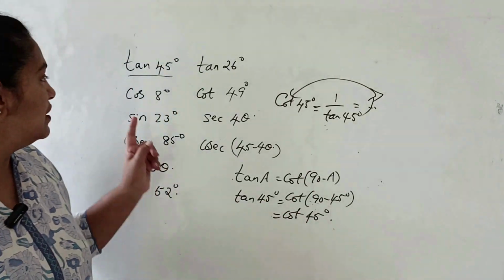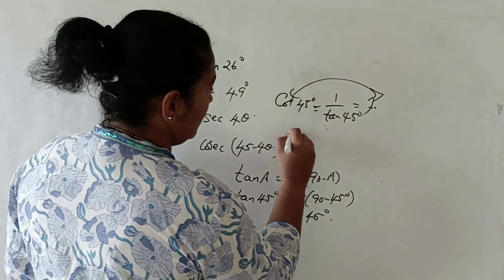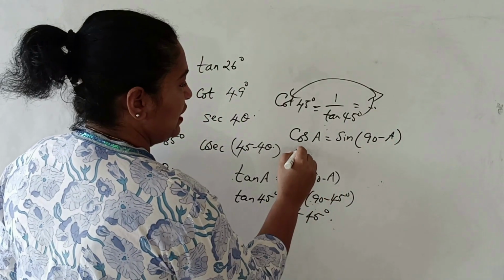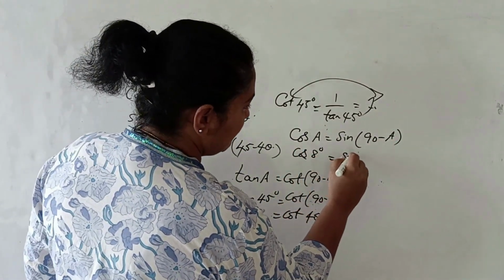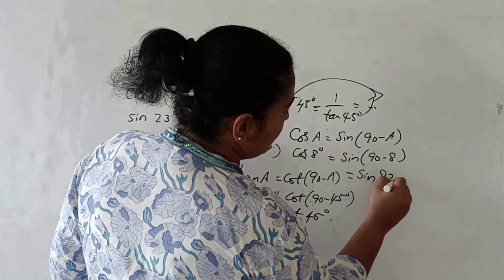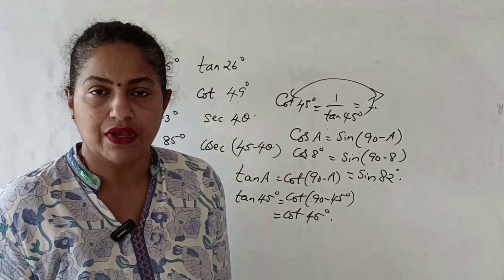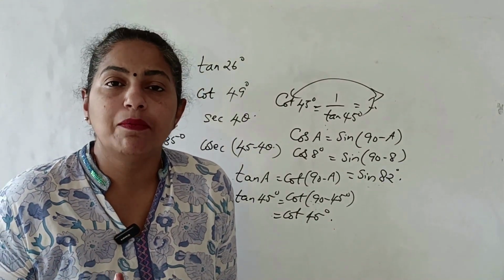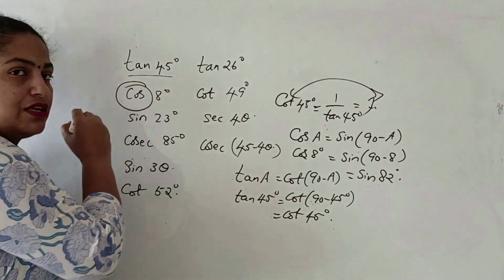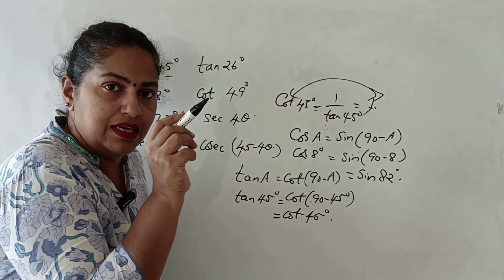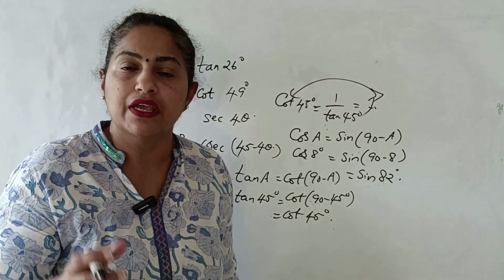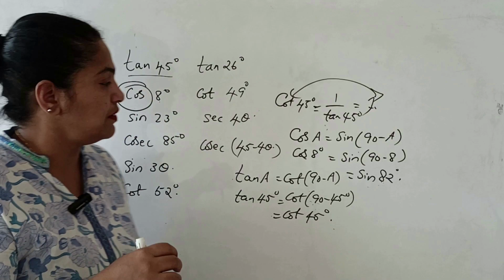Now, the second one, cos 8. You know, cos A is sin(90 minus A). So cos 8 is sin(90 minus 8), which is sin 82. So, are you seeing a pattern in this? The pattern is very obvious. You write the complementary trigonometric ratio, use 90 degrees, subtract this angle from 90 degrees and write the value.